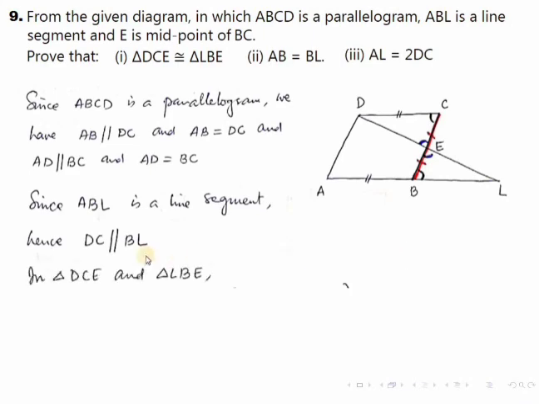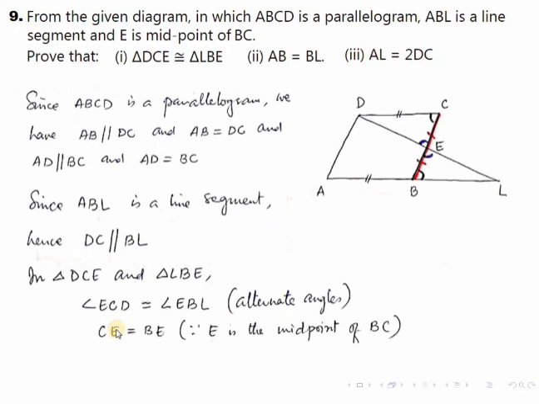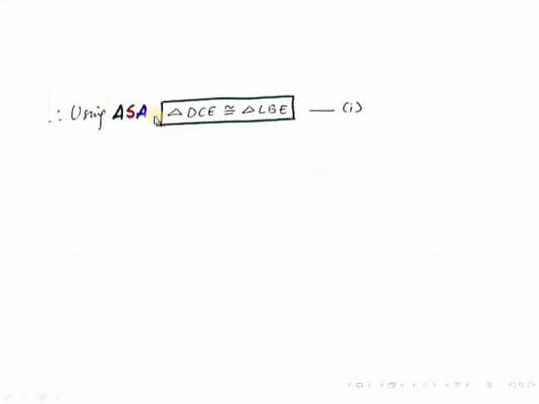The same thing is written here. These two are alternate angles. CE is equal to BE because E is the midpoint of BC, and these are vertically opposite angles. You can pause the video and note down till here because we don't have space right now. Okay, let's continue. So using ASA, as I said, these two triangles are congruent.